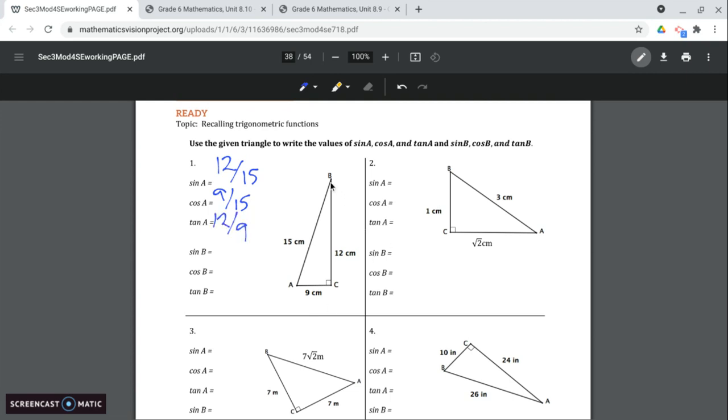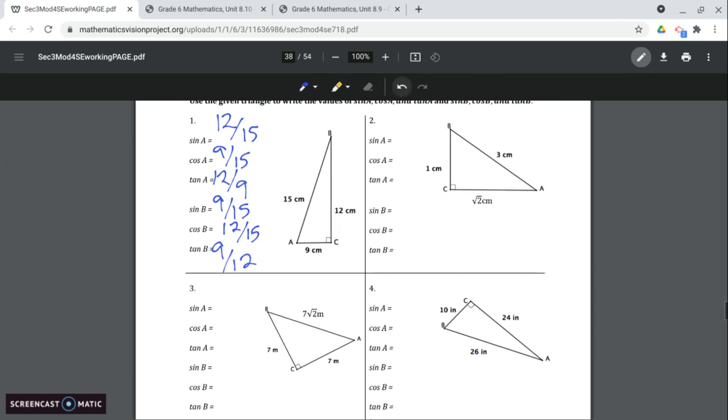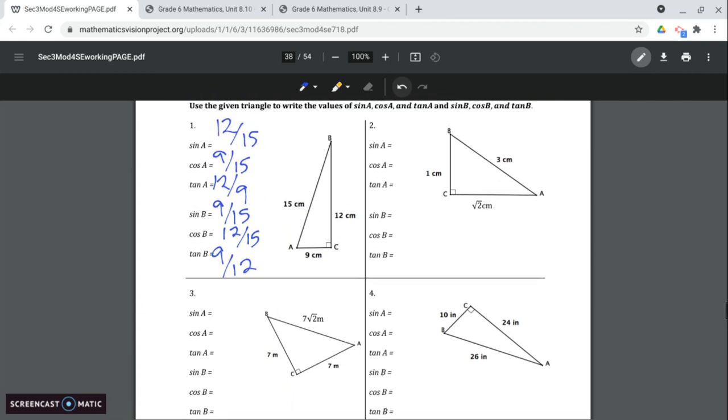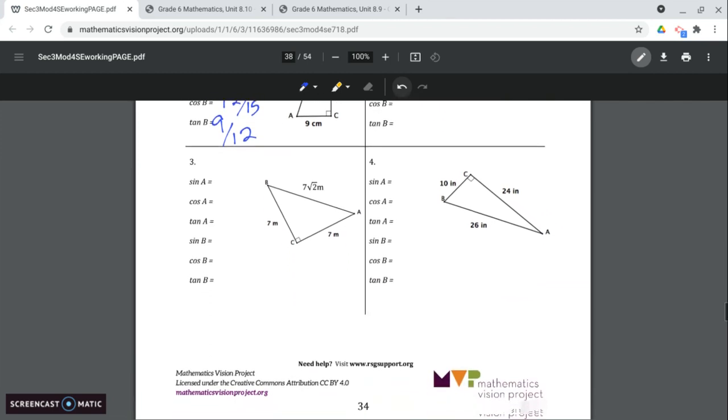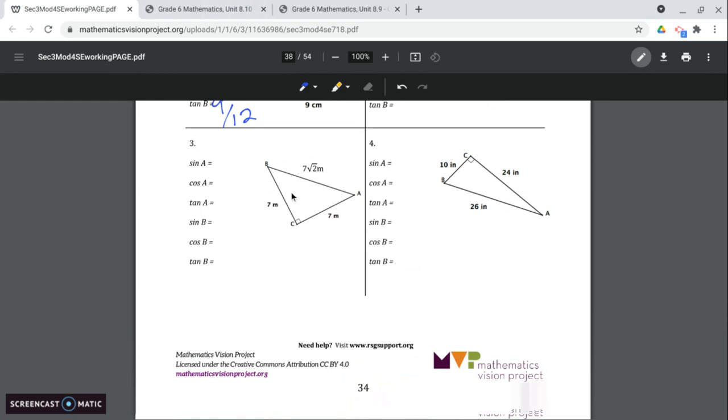Now, from the other angle, sine B, opposite over hypotenuse, we have 9 over 15. Cosine's adjacent over hypotenuse, so 12 over 15. And last but not least, opposite over adjacent will be 9 over 12. All right, so same idea for number 2. For number 3, it's at an angle, but it still works the same.